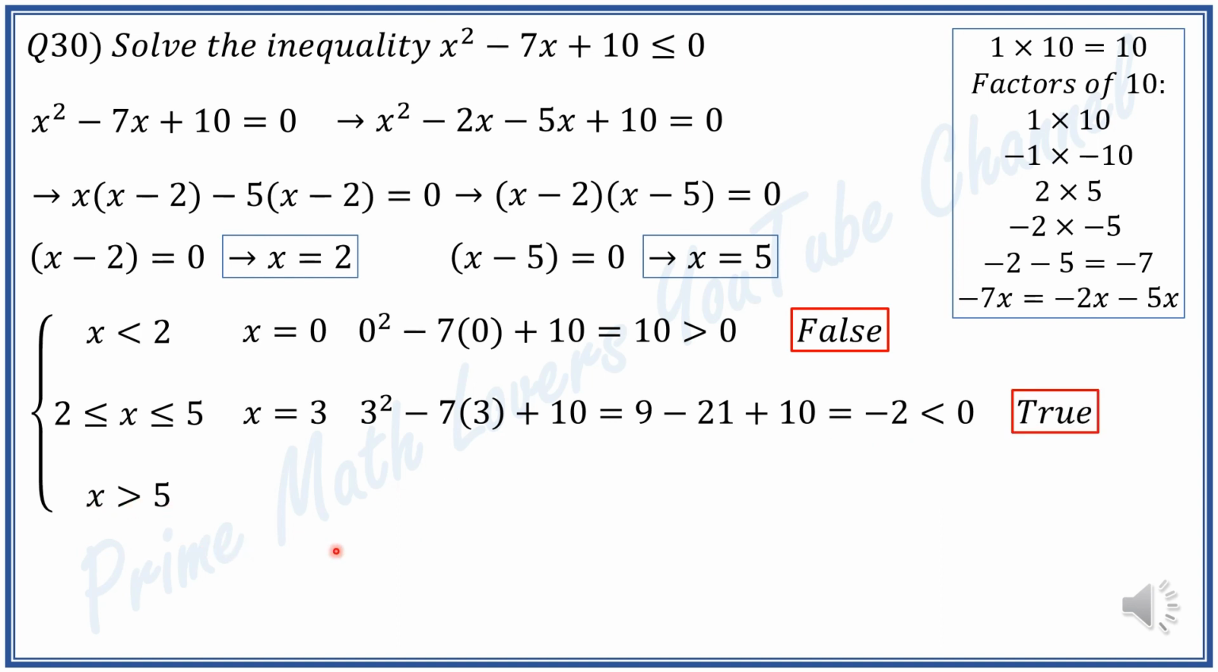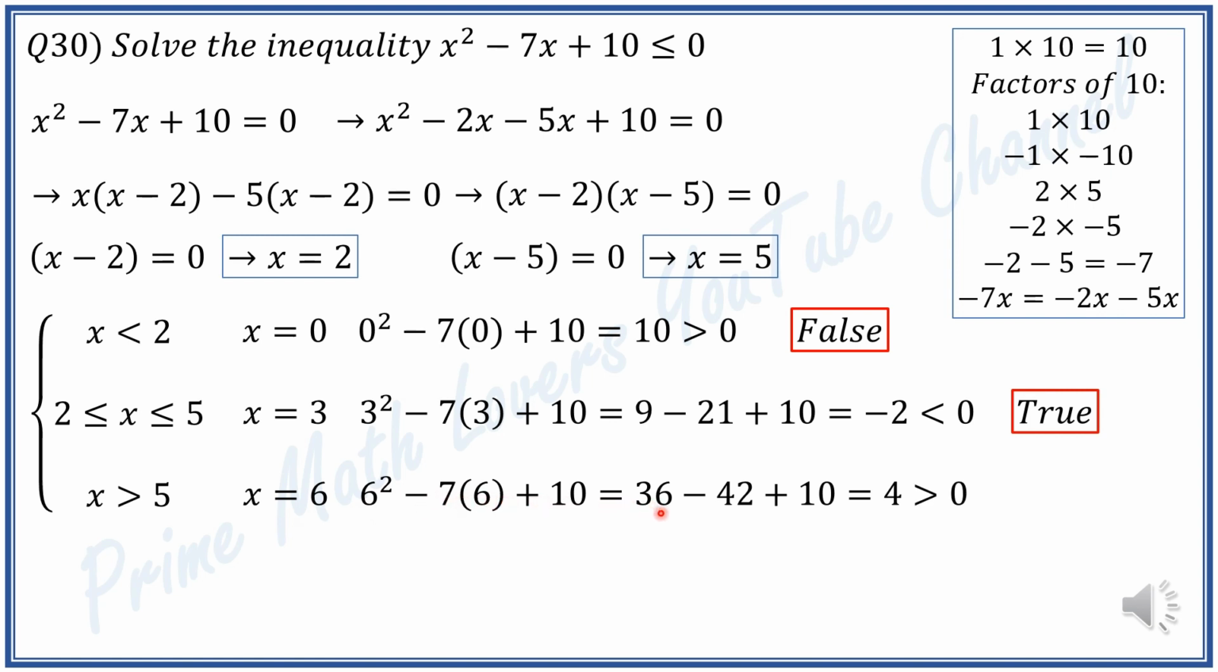The last interval is x greater than 5. I choose x is equal to 6 for this interval, and I replace x with 6. I get 6 squared minus 7 times 6 plus 10 is equal to 36 minus 42 plus 10. The result is 4, which is a positive number and greater than 0. This interval also doesn't satisfy our inequality.